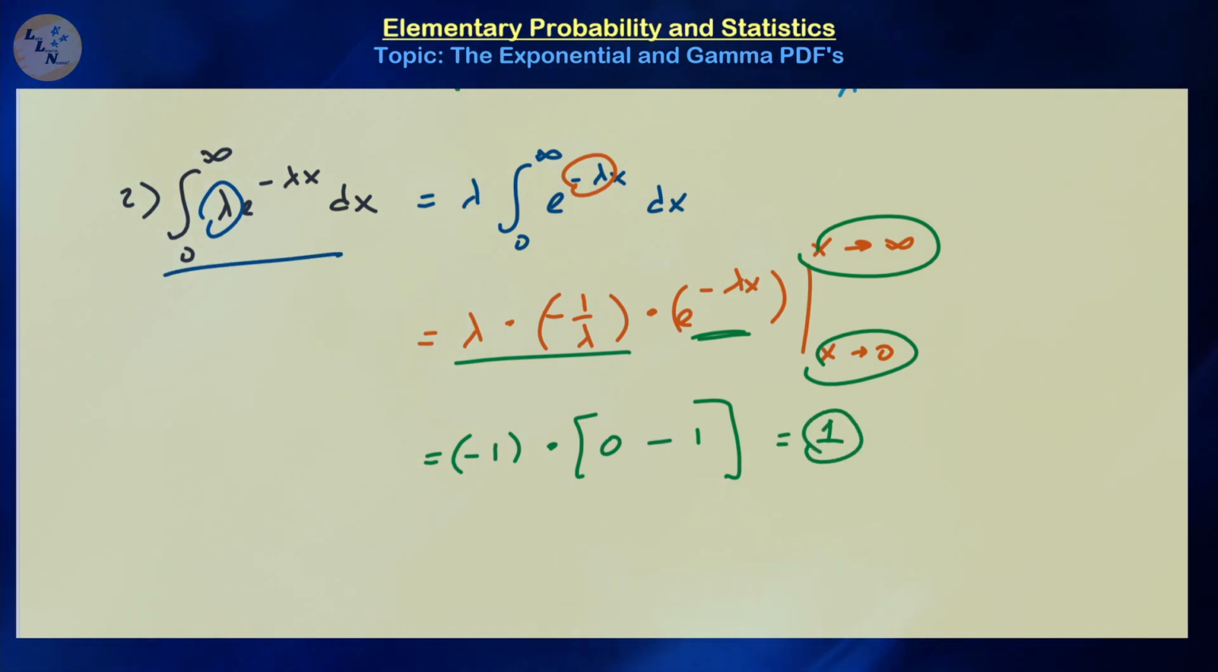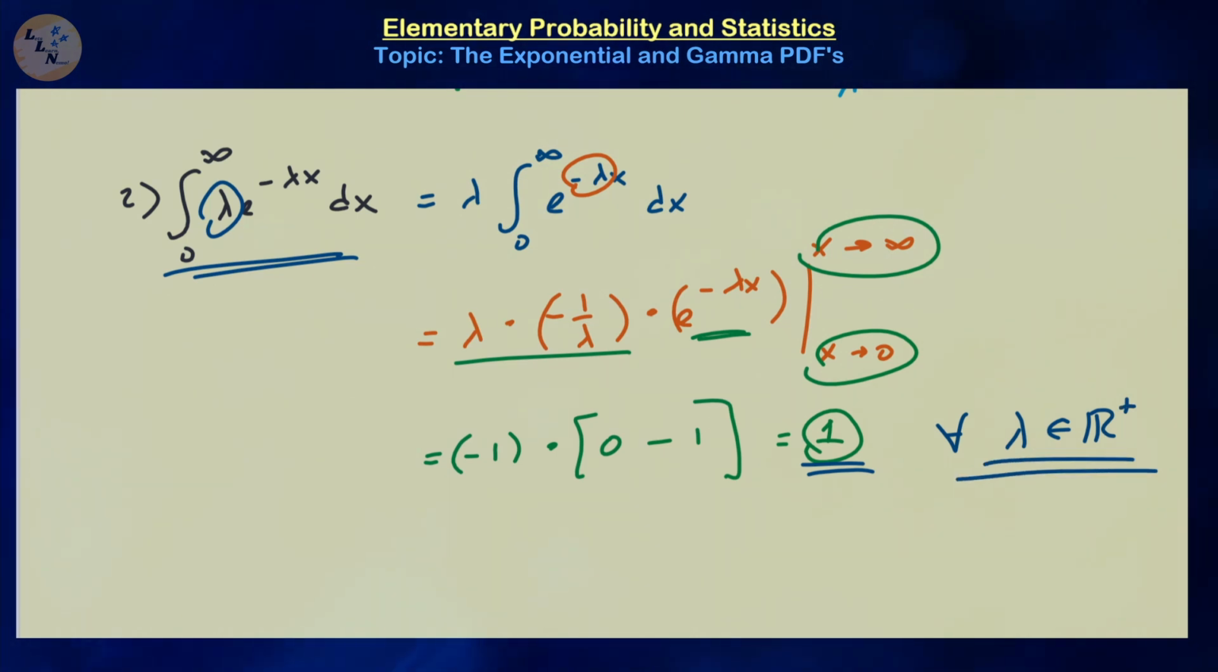Therefore, the integral underneath this function is equal to 1 for all values of lambda that are a positive real number. So this truly is a probability density function regardless of the value of lambda, assuming that lambda is, of course, a positive number.